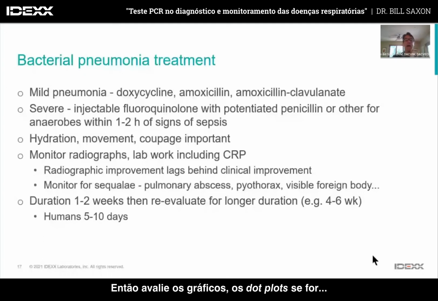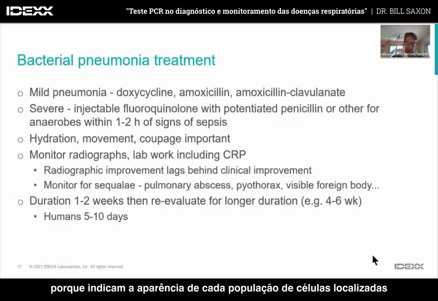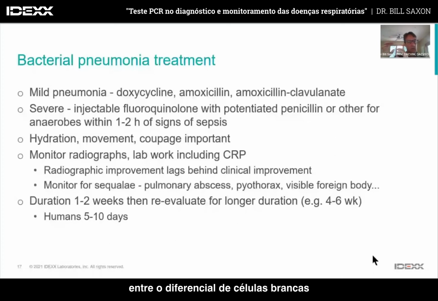So look at your graphics, your dot plots, if you're using, you know, what do you call it? The ProCyte Dx, and those dot plots are very sensitive because they'll tell you what each cell population among the white cell differential is looking like, and if the dot plot's returning to normal, even though the numbers might not be changing, that's a good sign. But also C-reactive protein, and we'll talk about that in a minute.